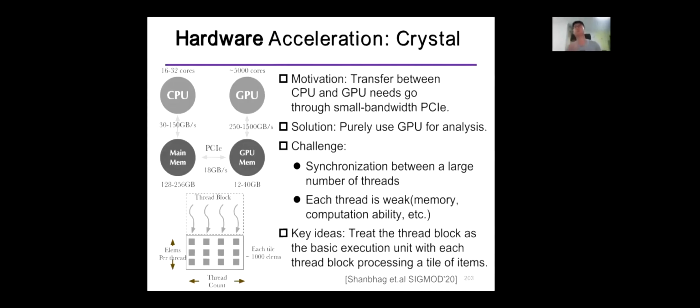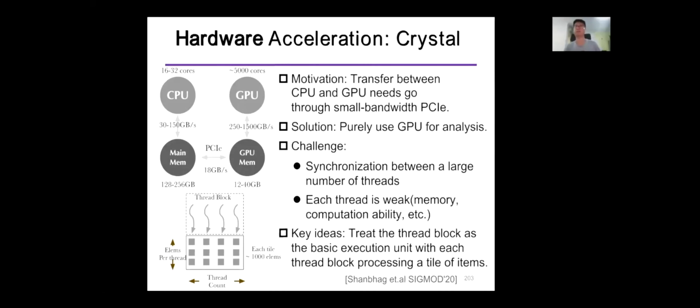And the third one is about the GPU. So the motivation is that the transfer between CPU and GPU needs to go through the small bandwidth PCIe. So the solution is to purely use GPU for analysis without considering CPU. But this raises two challenges. One is the synchronization, because synchronization between a large number of GPU threads is very inefficient. And the second one is each thread is very weak in terms of memory and computation ability.